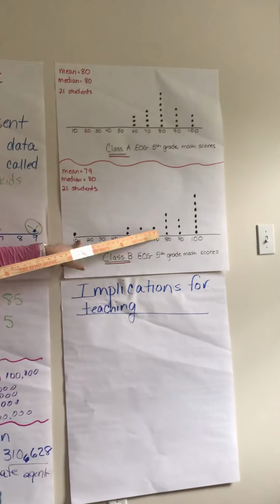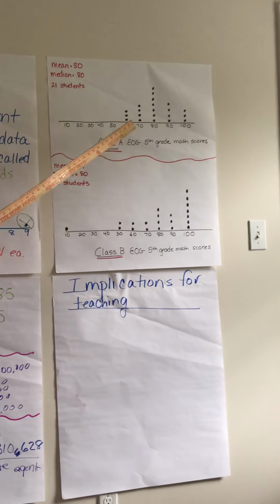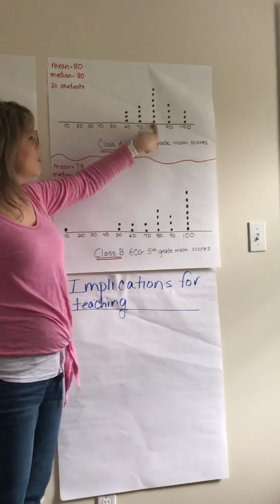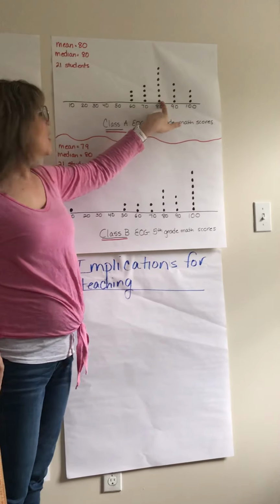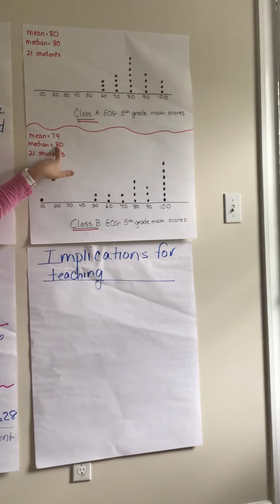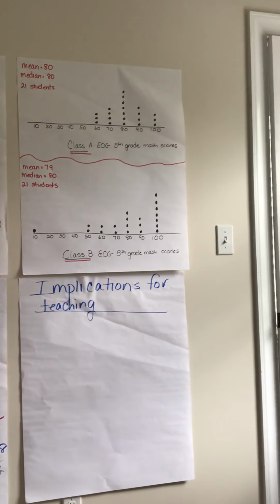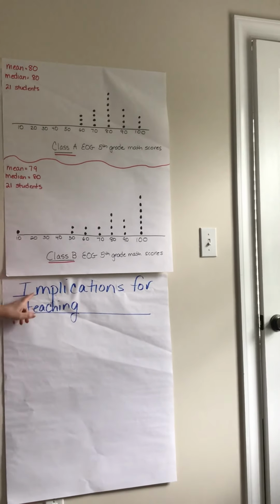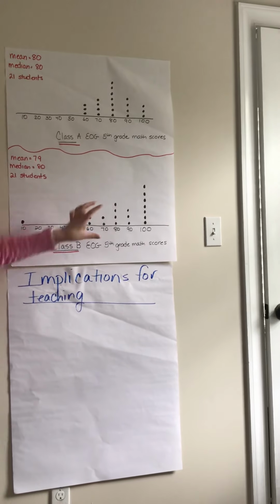But if you look down here, this is a totally different class. This one, again, normal distribution, symmetrical. Your mean and your median and your mode are all going to be the same amount, right? But when you look down here, same data, or roughly the same data, but this is skewed to the left. So I'm going to just have you think for just a second. What are the implications for teaching this class versus this class? What might I have to do differently here?